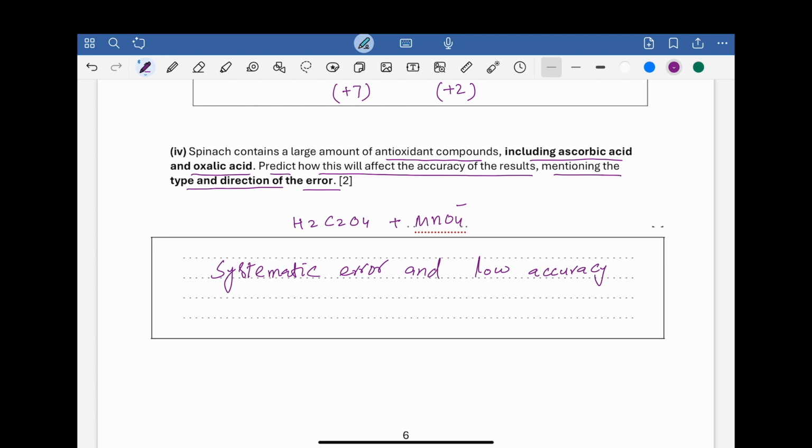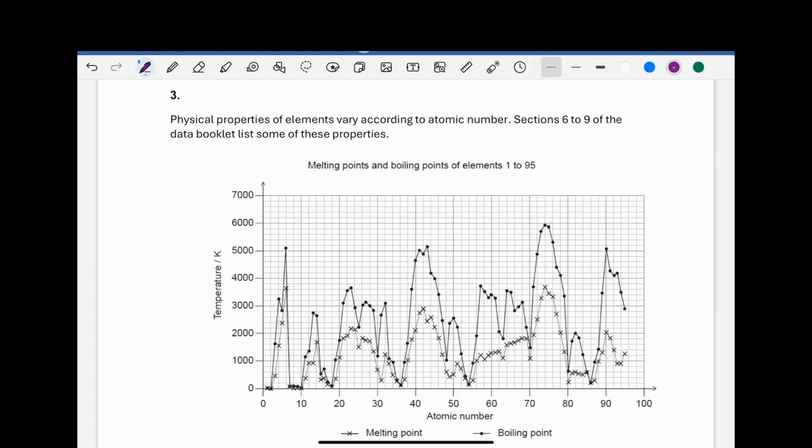And because we will not have the correct volume of MnO4- used, the estimation of iron will not be right, and it will be on the higher end. So we'll do the overestimation of iron 2, overestimation of iron 3.